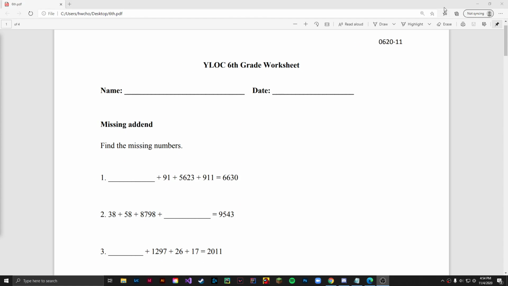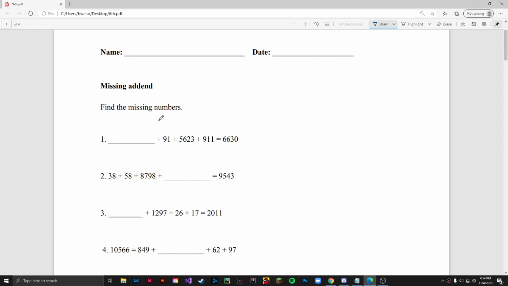This is another lesson. Today we'll be going over this worksheet. Make sure to have this printed out or downloaded. It says find the missing numbers for your first part, missing addend.